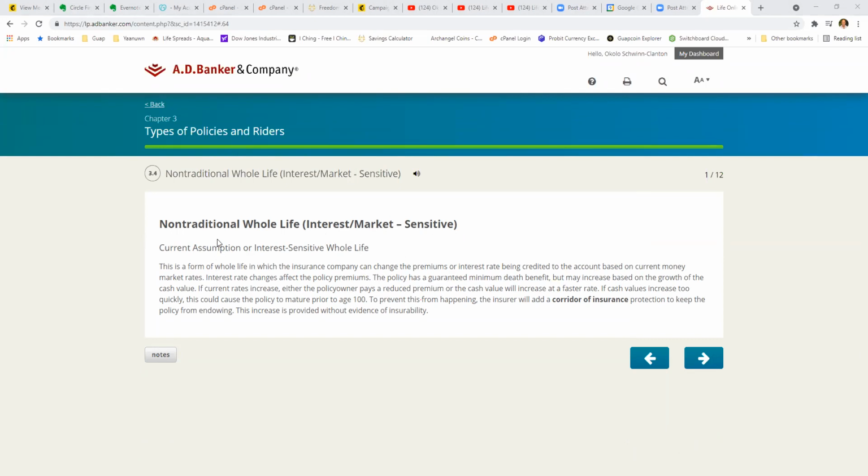Okay, so yeah, this is a type of cash value life insurance or a whole life insurance where the death benefit stays the same, but they have the option of raising the premiums on you. Doesn't sound like very exciting insurance to me, personally, but I assume there's a reason for it out there.